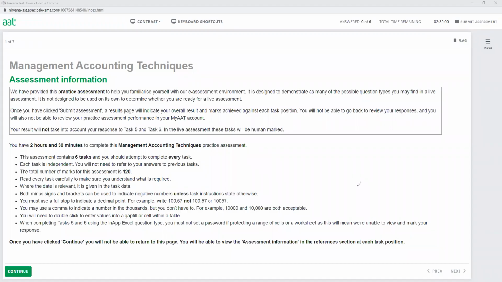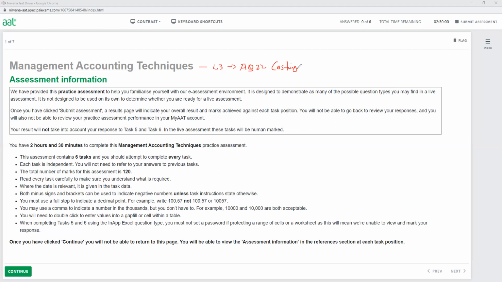Welcome, everyone. In this session, we're going to look at management accounting techniques. This is one of the level 3 papers, with the AAT Q22, so that's our new syllabus. This paper we used to call management accounting costing. With the Q16, the old syllabus, we called this paper management accounting costing, but with the new syllabus, we call it management accounting techniques.